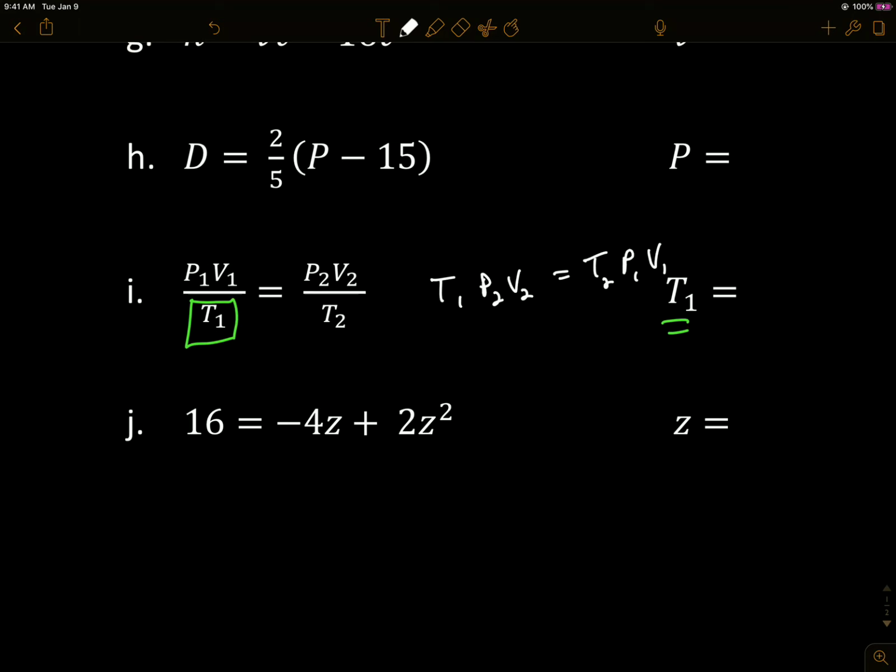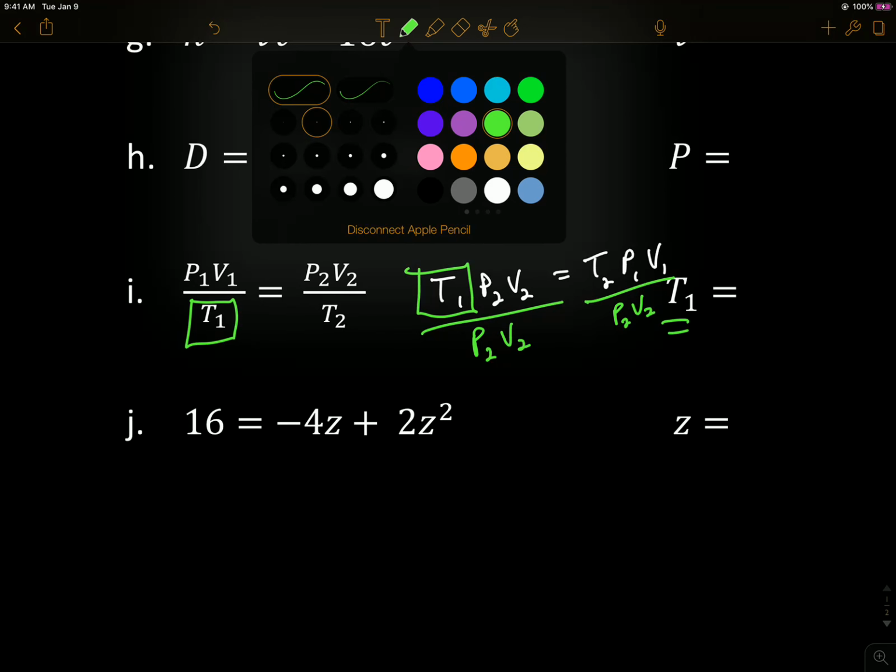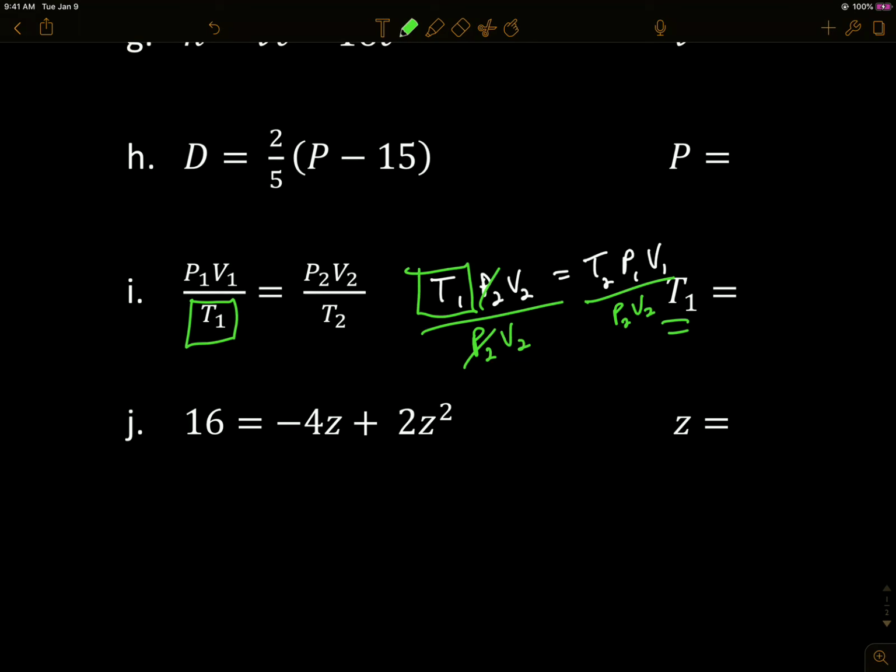So now I have t sub 1 times all these different variables here, a p and a v, right? So I'm going to divide both sides by p sub 2 v sub 2. So over on this side, those equal 1. You divide those, equal 1. And 1 times t sub 1 is just t sub 1. And on the other side, I have t sub 2 times p sub 1 v sub 1 over p sub 2 v sub 2.